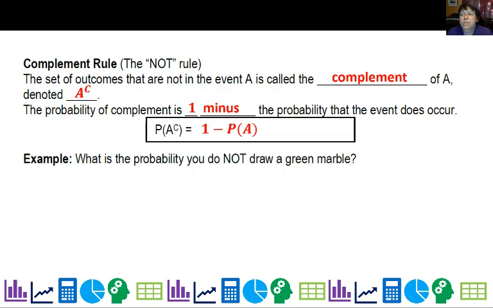So what is the probability you do not draw a green marble? We would say it's 1 minus the probability of a green marble, and we know the probability of green is 0.25, and we get 0.75. So 75% of the time we should not draw a green marble.